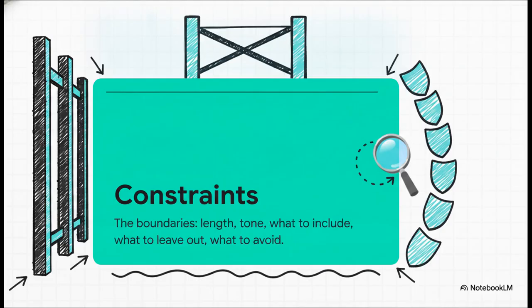Fourth on our checklist, we have constraints. Think of these as your guardrails. You're setting boundaries here, like the required length of the output, the exact tone you want, what specific details absolutely must be included, what to leave out entirely, and what to avoid. Nailing your constraints keeps the final output usable right out of the gate, so you aren't doing heavy manual editing later on.